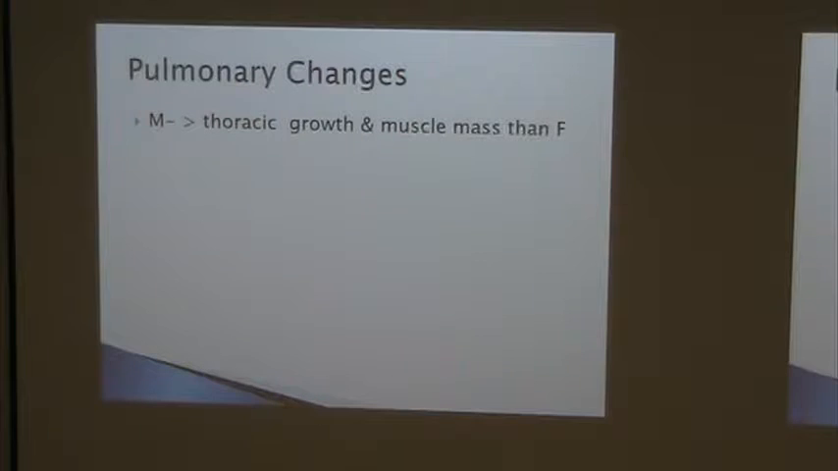Males tend to have a greater thoracic growth and muscle mass, childhood through adolescence, than females. In other words, their lungs are larger. If you've got bigger lungs, you can hold more oxygen. Oxygen is related to aerobic fitness, so you're going to have better peak aerobic fitness. They also, because of that, have a 25% greater lung volume. So lungs are larger, can take in more oxygen.